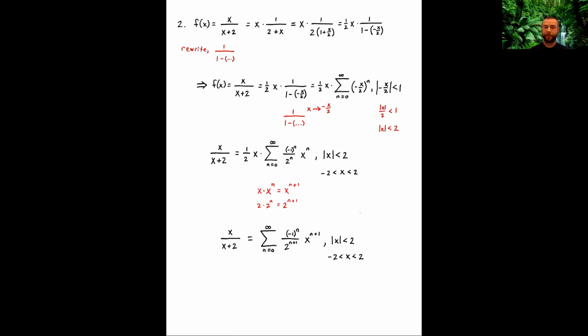All right, and again, we found our second power series representation with a little bit more algebraic manipulation. Hopefully, after these two examples, you're getting the sense for how this works. We basically just try to rewrite our given function into the form 1 divided by 1 minus something.